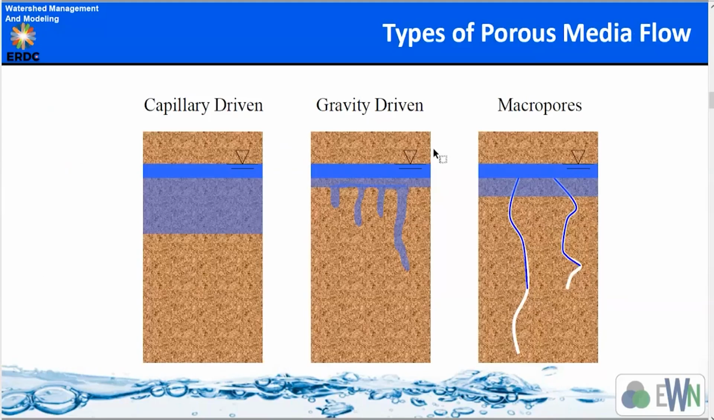And then macropores are things like roots from a dead tree, or worms digging holes in the ground, and the water flows down through those macropores. And the flow is actually not Darcy flow anymore. It's actually like a laminar or even turbulent flow if the hole's big enough.